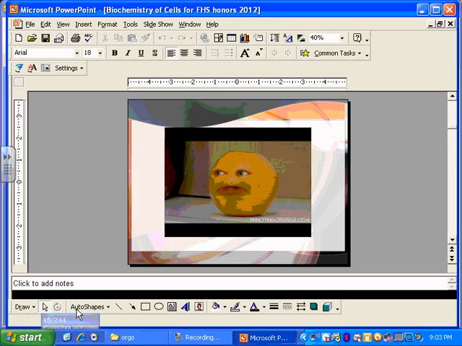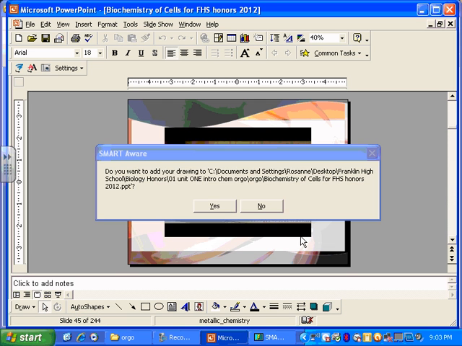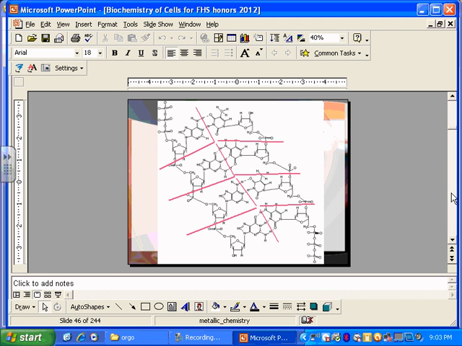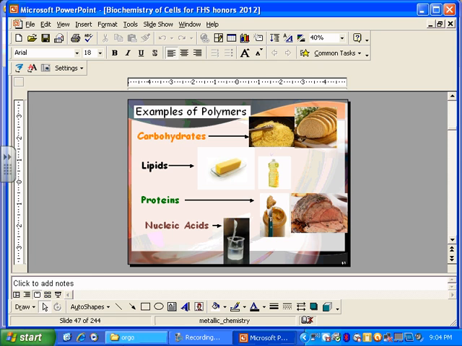Here's Annoying Orange screaming because it is kind of intimidating. Okay, that's it for right now.